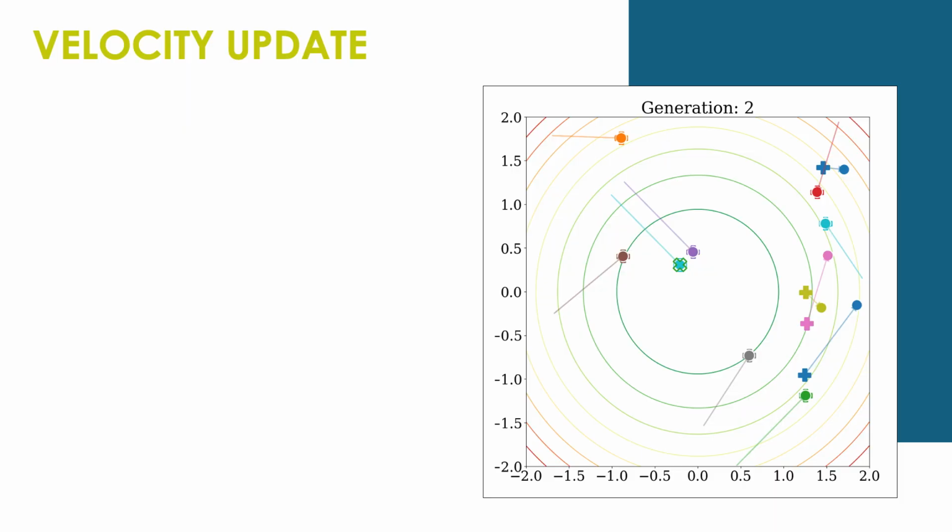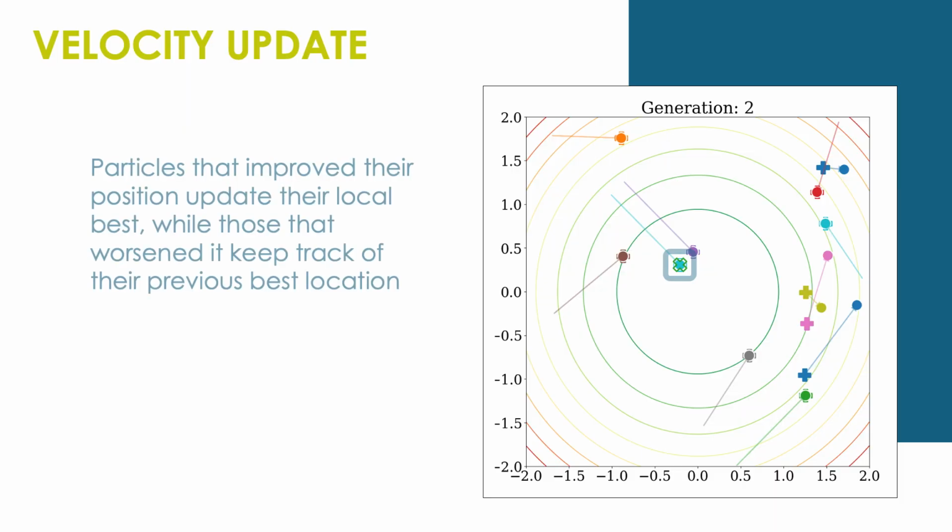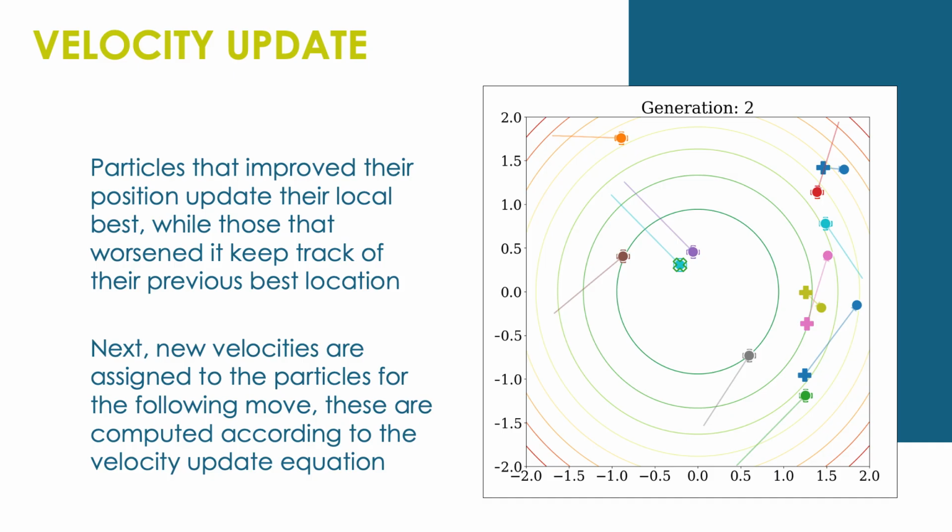For instance, the global best is now at the location of the light blue particle near the center of the plot. Particles that improve their position update their local best, while those that worsen it keep track of their previous best location. Next, new velocities are assigned to the particles for the following move. These are computed according to the velocity update equation.